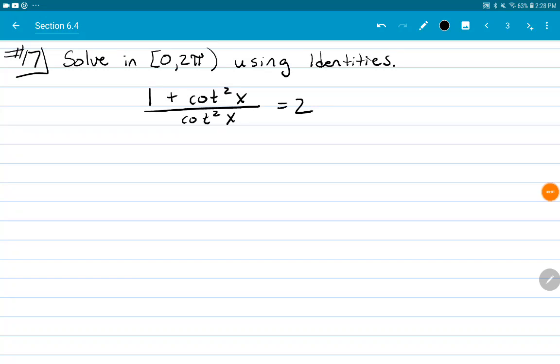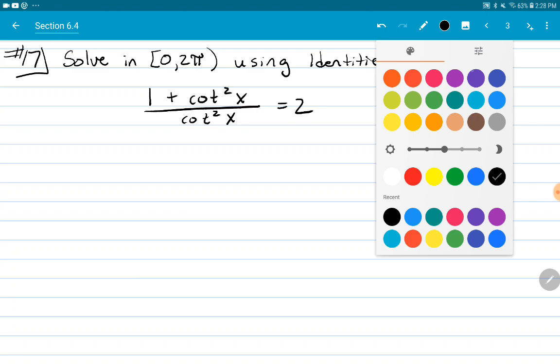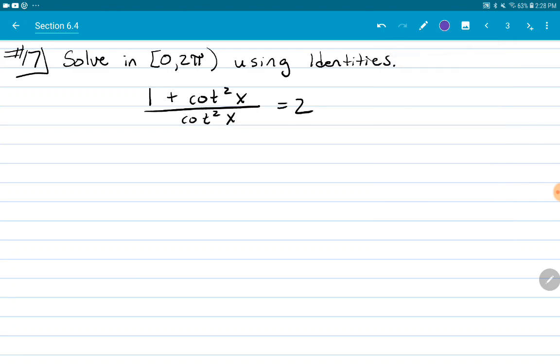Section 6.4, number 17, we're going to solve this equation using identities. So the first thing I recognize here is that 1 plus cotangent squared can be reduced down to cosecant squared x. Not changing anything else, so I'll just go ahead and copy that stuff down.